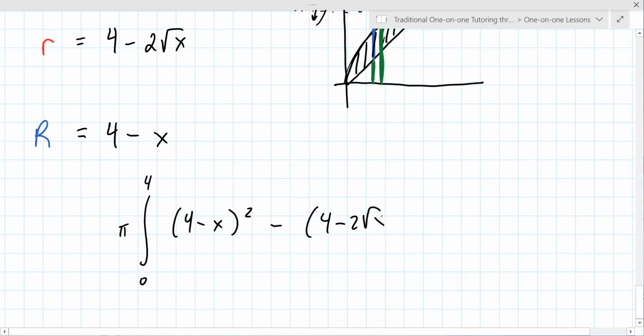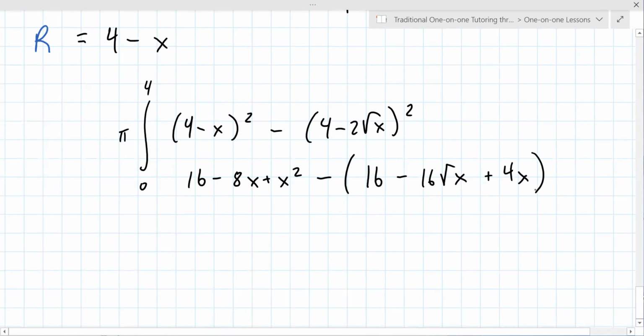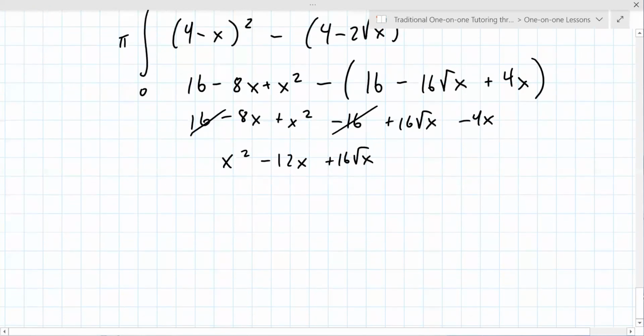So then you have to do FOIL. You have to FOIL both of them. First is 16 minus 4x minus 4x, so minus 8x plus x squared. And 4 minus 2 root x, first, minus 16 root x. I do think it's worth combining like terms here as best as you can. So it's like x squared minus 12x plus 16 square root of x. And then we're finally ready to integrate.